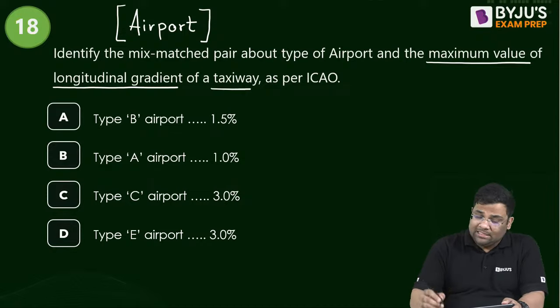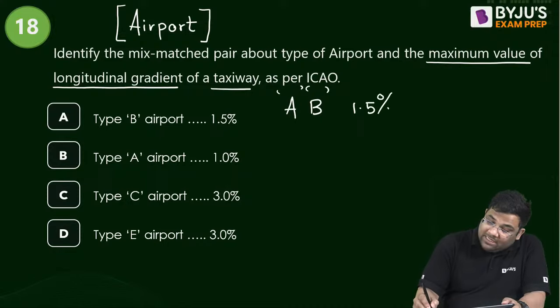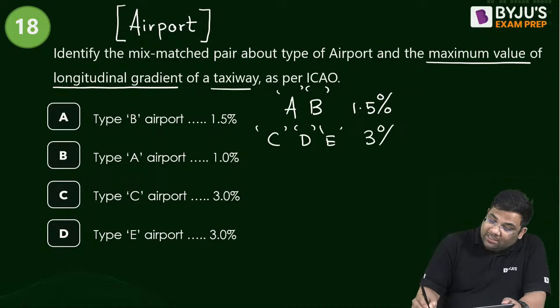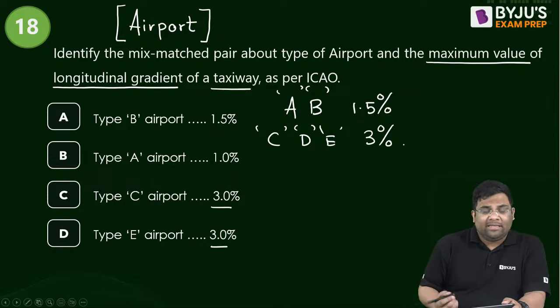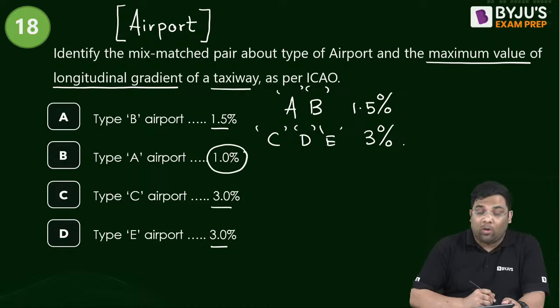You might not know this answer, so I'm telling you. For type A and type B, this limit is 1.5%. And for type C, D and E, this is 3%. Now see, for type C it's given 3%, for type E it's given 3%, for type B it's given 1.5%. For type A, it is given 1%. This is the wrong one, because it should be 1.5. This is the right answer.